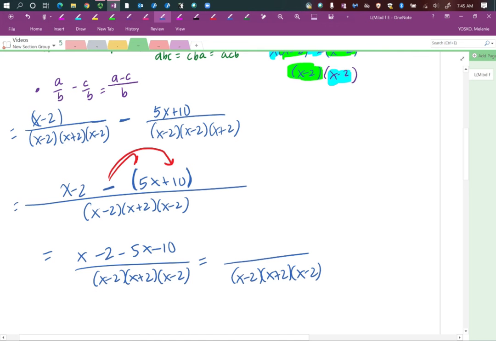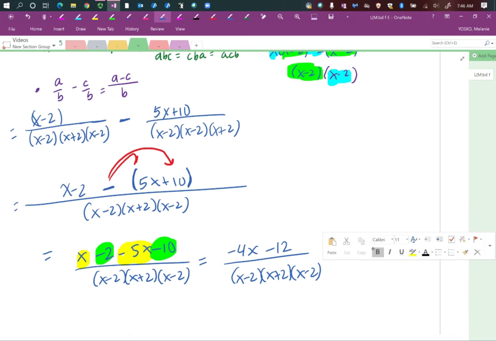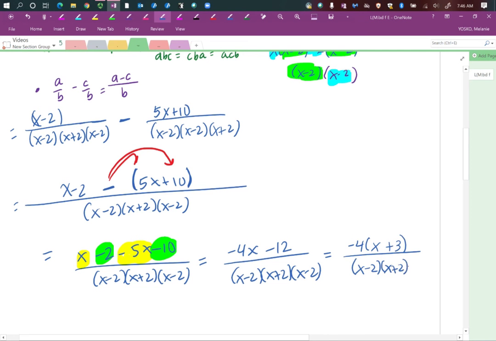And we combine the x's. So you see we have an x and a negative 5x, which is negative 4x. And then we have a negative 2 and a negative 10. So that turns into negative 12. And if you wanted to factor the numerator, you could. It's not required. You could factor out a negative 4. Negative 4 times what gives me negative 4x? That's x. Negative 4 times what gives me negative 12? That's a plus 3. And the reason we do this sometimes is to see if you have factors in the numerator and denominator that are the same.